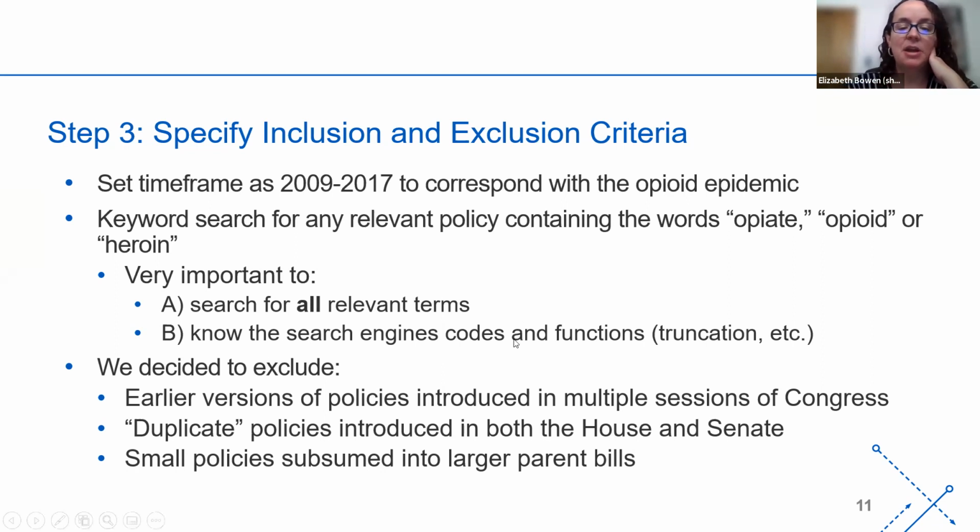So we had to think about how do we identify when a policy is introduced multiple times in Congress, and then make sure we're only looking at it one time so that doesn't distort the database. Similarly, we noticed it was also common that the exact same policy could be introduced in the House and the Senate at the same time. So you have two identical policies, it's just one was introduced in the House, one was in the Senate. So we wanted to make sure we only counted those once as well.